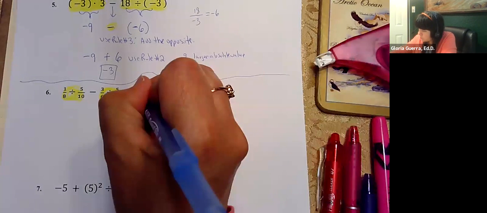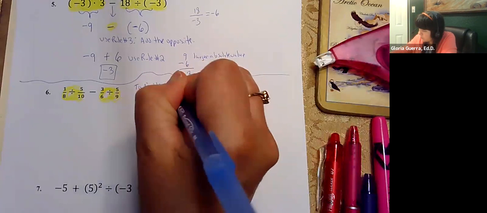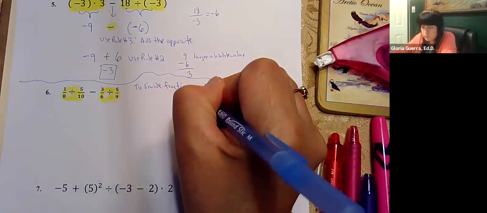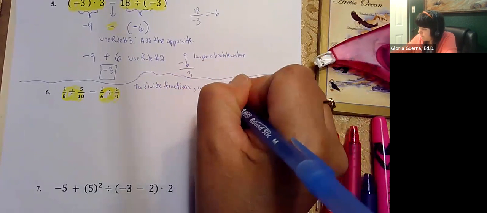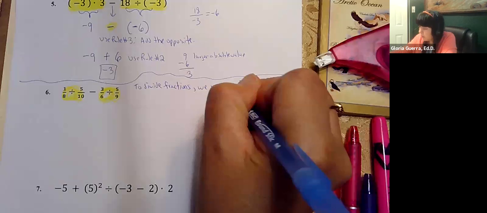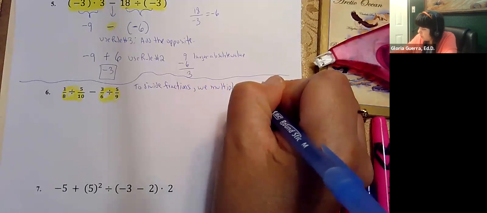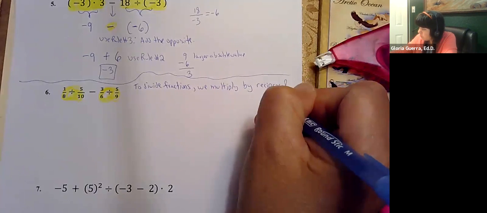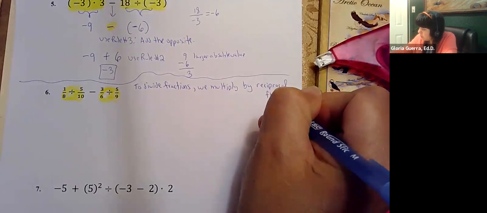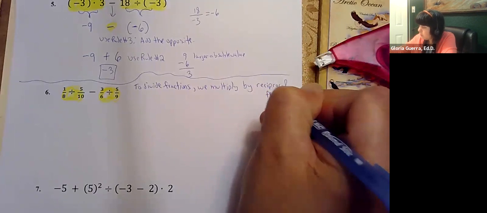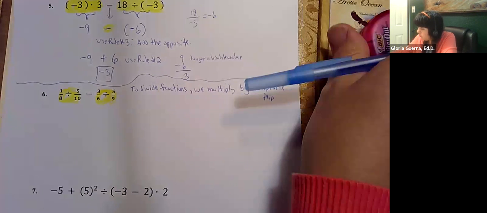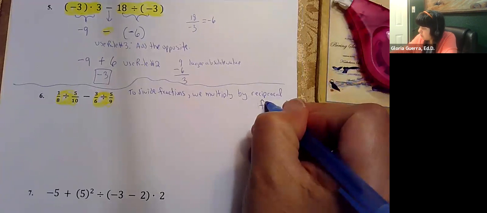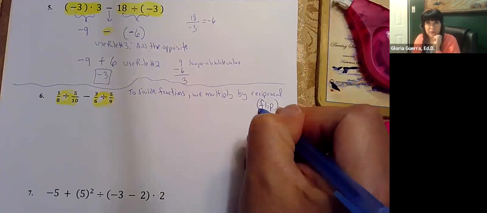To divide fractions, we multiply by the reciprocal. And in case you've forgotten, reciprocal means that you flip it. Reciprocal means that you flip. And it's just the second fraction that you flip.